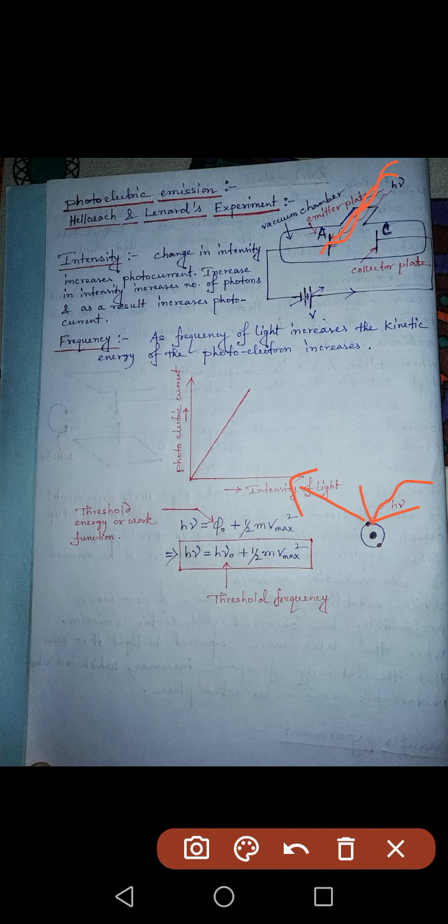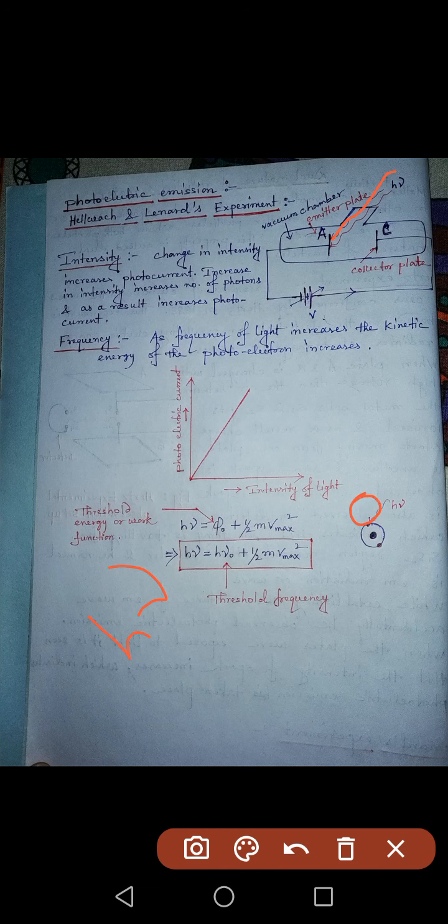Now when this light ray falls here, along with the light we get some energy. We know that light consists of particles, and each particle of light is known as a photon. Each photon carries an energy of h nu, where h is the Planck's constant and nu is the frequency of the incident light. So this h nu energy will be transferred to one electron. One electron will only absorb one photon.